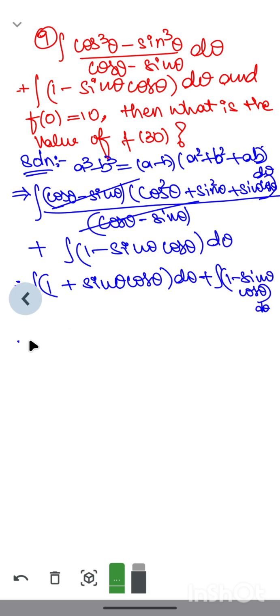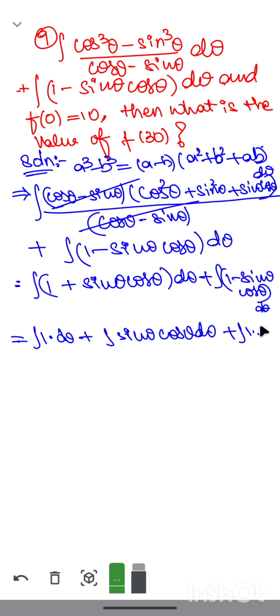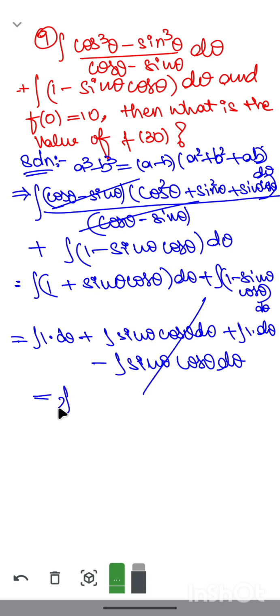When I open the bracket, separately the first one is the integral of 1 into d theta plus the integral of sin theta cos theta into d theta, plus the integral of 1 into d theta minus the integral of sin theta cos theta into d theta. Now you can observe one is positive, one is negative, so these two terms are cancelled. We are left with 1 plus 1, that is the integral of 2 into d theta. Here 2 is a constant, so I kept it outside the integral. The integral of d theta is theta plus c.